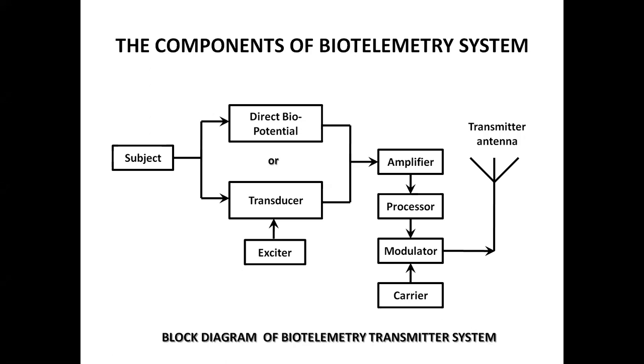So in this block diagram, physiological signals are received from the human body subject. The subject is the human body here, with appropriate transducers. The signals from these transducers are amplified, processed, and modulated by carrier modulation. Finally, it is transmitted by the transmitting antenna. Here the subject is a human or animal body, where the parameters are extracted by using the transducers, amplified and processed. Finally it is modulated as input to the transmitting antenna.